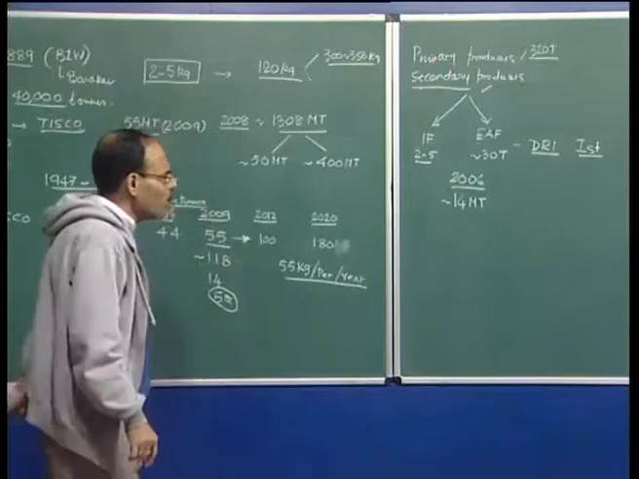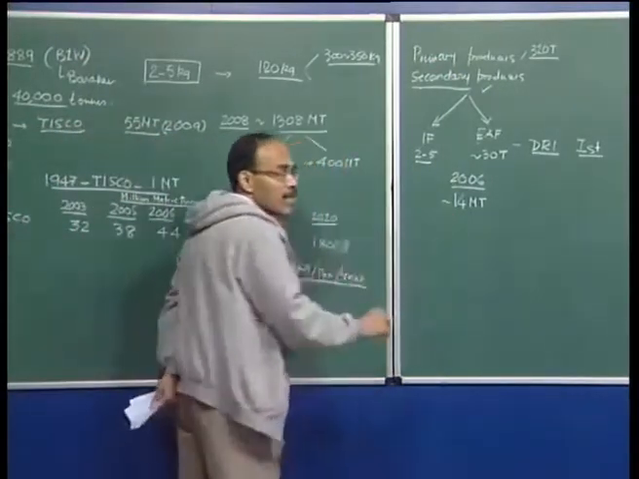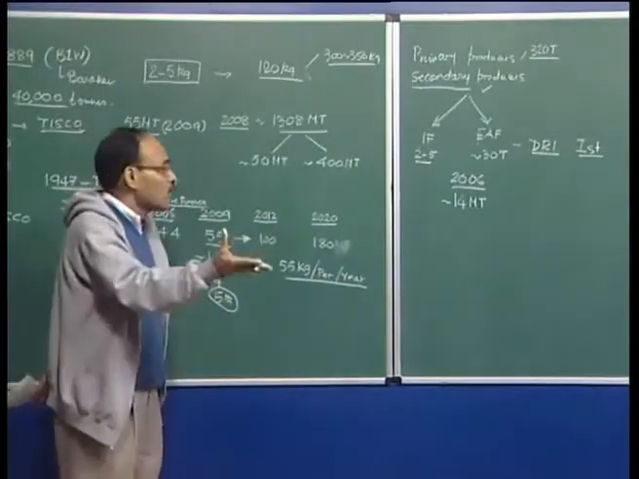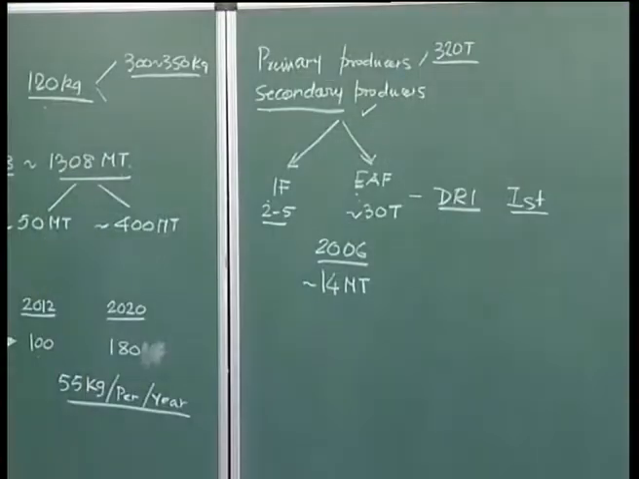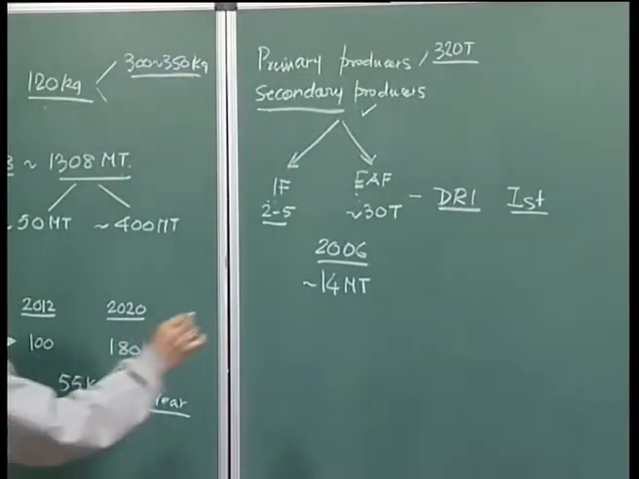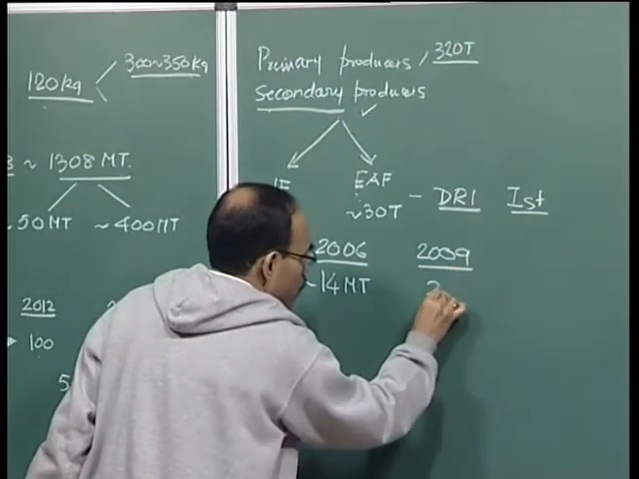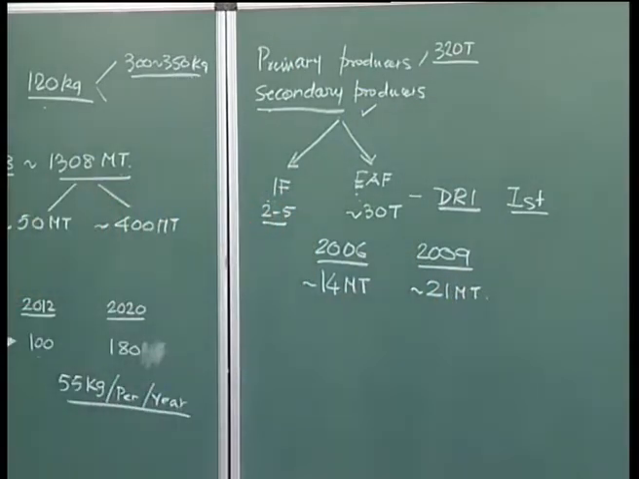So, we are not very good in keeping statistics. That is why every time I write with an approximate sign, which means it could be 15 million, it could be 13.5 million, and so on. So, this is a reasonable, authentic value that I am trying to quote here. But in 2009, the DRI production was somewhere around 20 or 21 million ton.